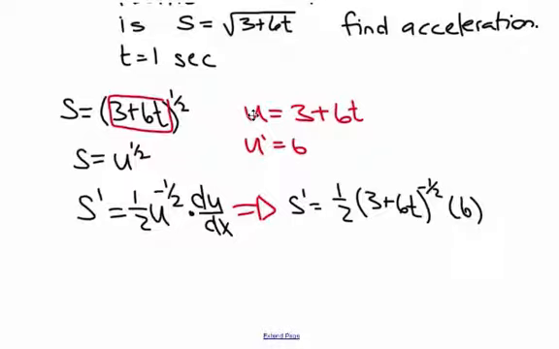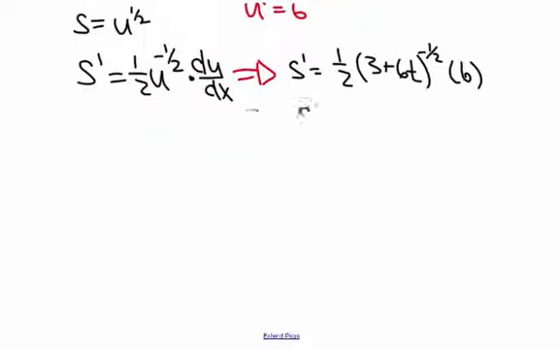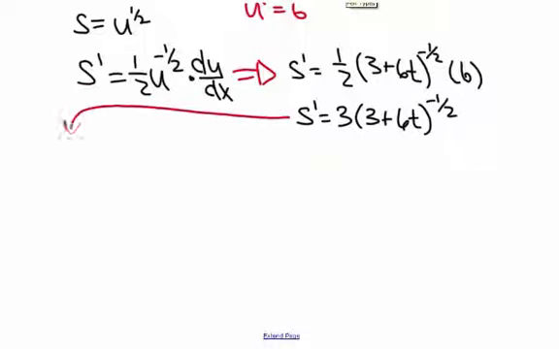So back over here to my u, I need to find the derivative of that. Okay, and it's just 6. So substitute everything back in, substitute what I had for u, substitute what my derivative of u is into my equation. I get 1/2 times 3 plus 6t to the negative 1/2 times 6. That's my velocity.